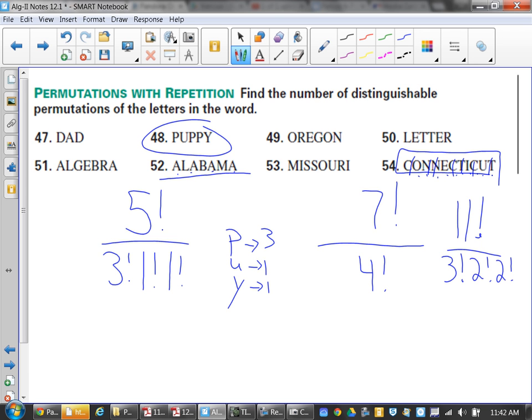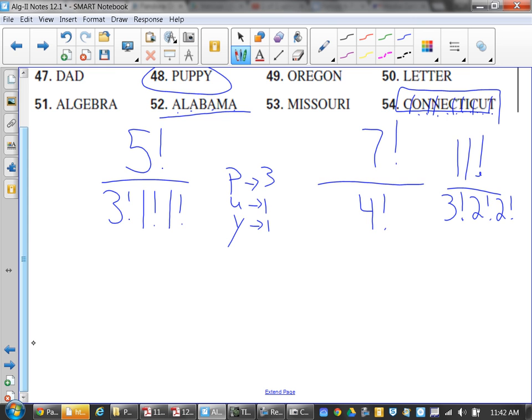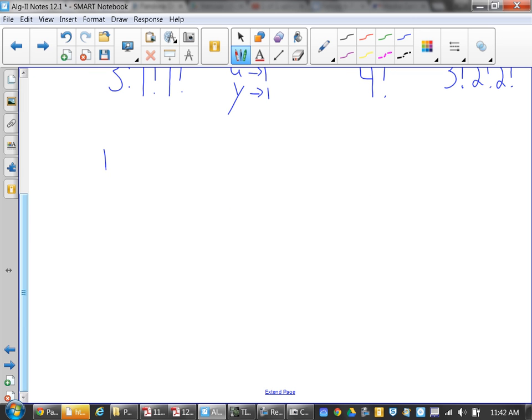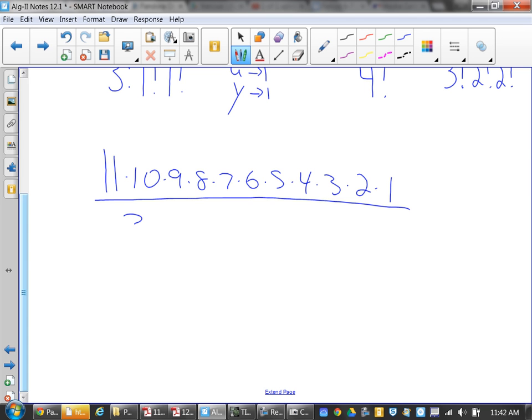Now, let me show you how this can work longhand with larger values. It's kind of cool. We have 11 factorial, so it's 11, 10, 9, 8, 7, 6, 5, 4, 3, 2, 1, over 3, 2, 1, 2, 1, 2, 1. So get rid of 1, 1, 1, 2. So I can go 3, 2, 1, 3, 2, 1.